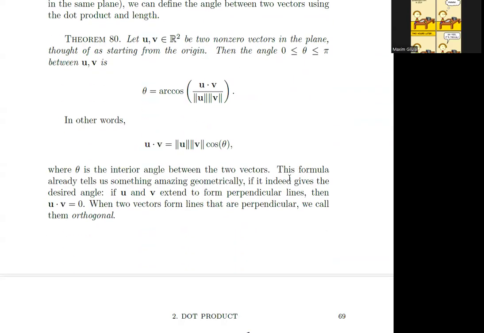We could define the angle between two non-zero vectors in the plane, non-zero because we want to divide by their magnitudes. So the magnitude is 0 if and only if the vector itself is 0. So this angle from 0 to pi is defined by the arc cosine of u dot v over magnitude u, magnitude v. In other words, u dot v is magnitude u, magnitude v, cosine theta. And theta is the interior angle. So if I have two vectors, the angle is this one. It's not the outside one. It's always the smaller of the two angles that these vectors make.